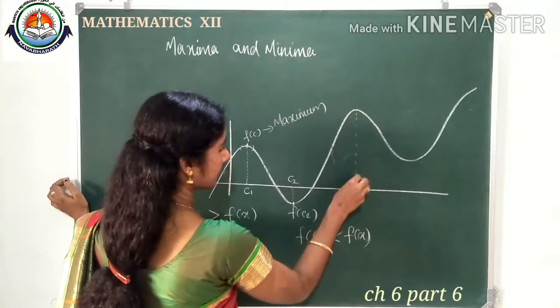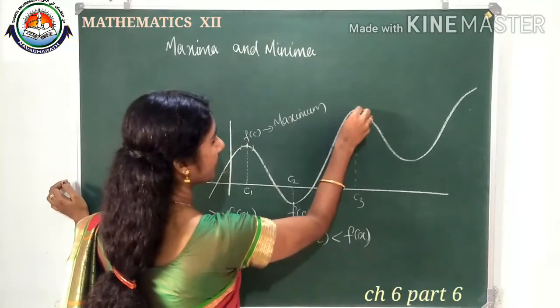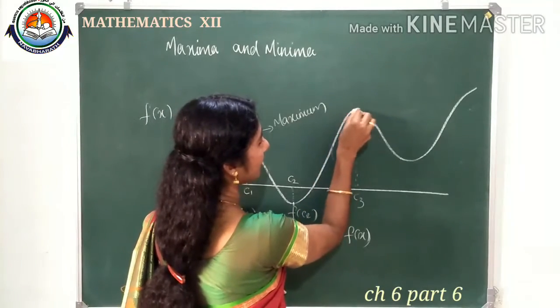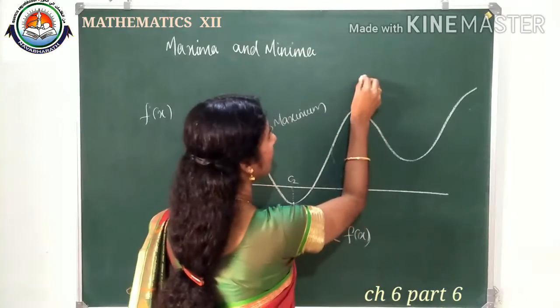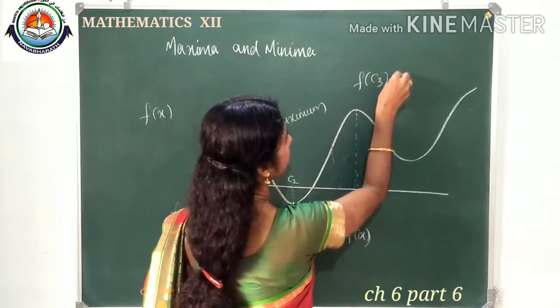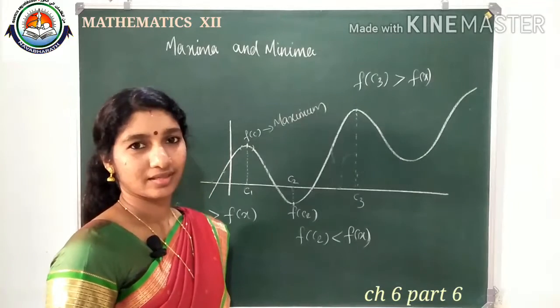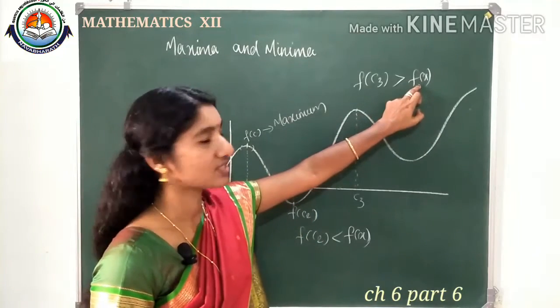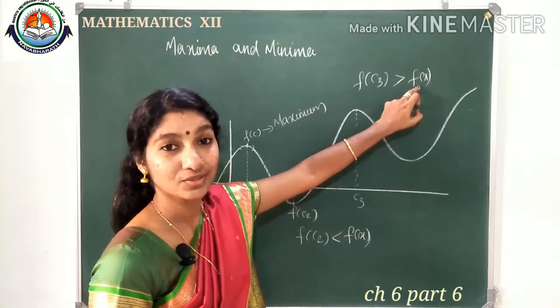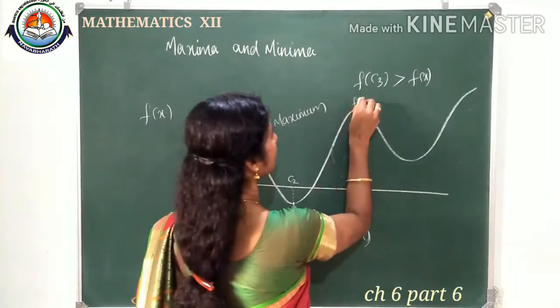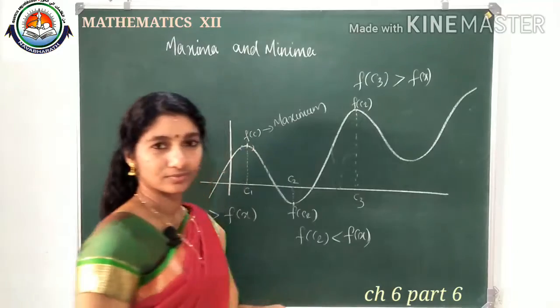Same way here we are getting another point, we can call it C3. See, what about f of C3? Comparing f of C3 with its neighborhood values, what is happening? F of C3 is greater than those f of x values, the neighborhood values. So comparing with its neighborhood, f of C3 is a maximum value.